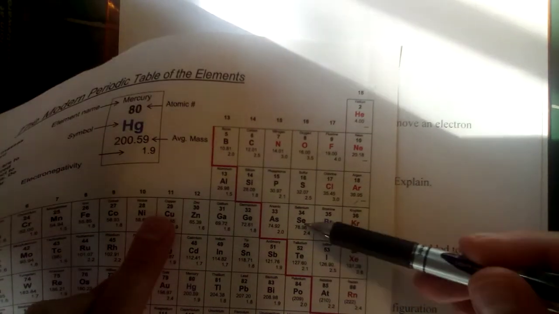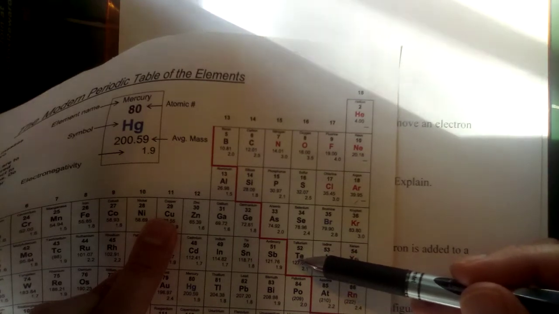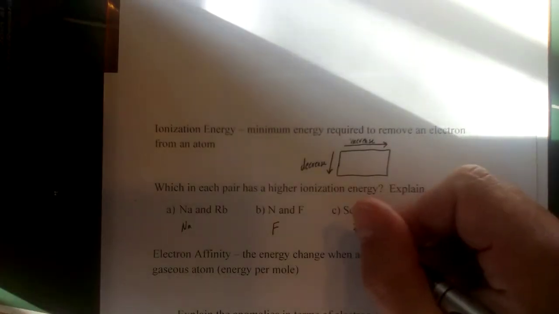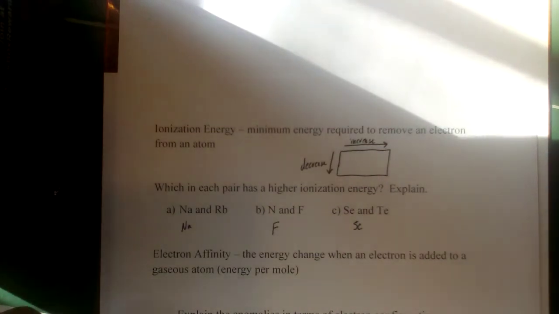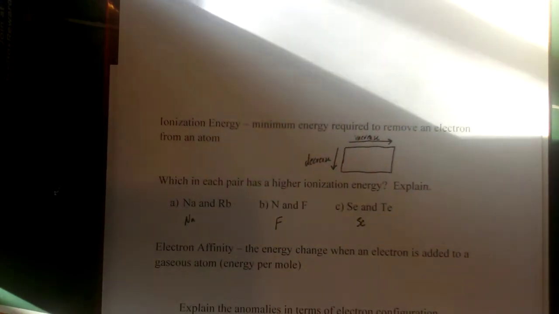Tellurium is below selenium. So as we go to tellurium, there are a whole lot more electrons that are added in that are shielding the outermost electrons from experiencing the charge of the nucleus. So it'd be easier to take an electron from tellurium than it would be from selenium. So selenium would be the answer, and the explanation would be the extra layers of shielding that are added in as we build up the electron configuration of tellurium.